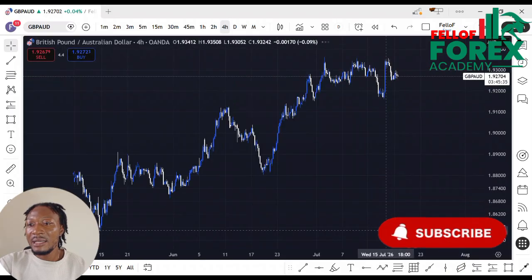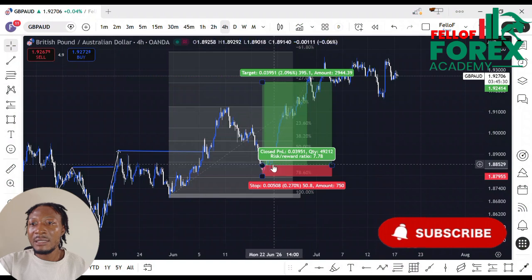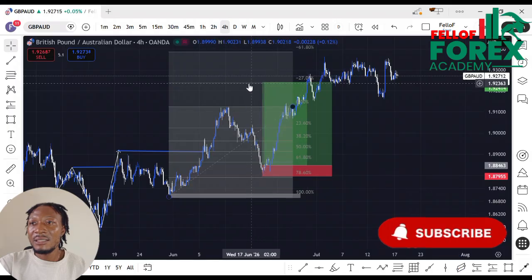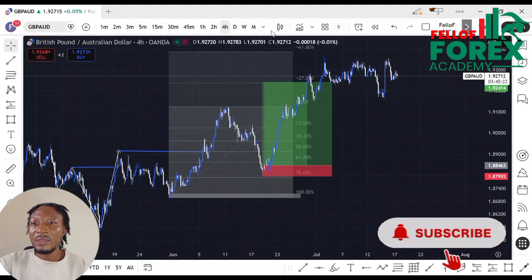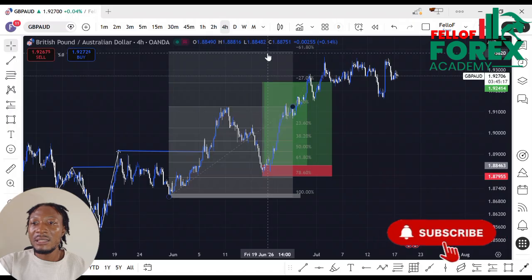All right, guys. So once you have your confirmation, you enter. And you see here we had a clean 1:7 at our first extension level. You see, if you were greedy enough to place at the second, price did not get there. That's why you don't need to be greedy.